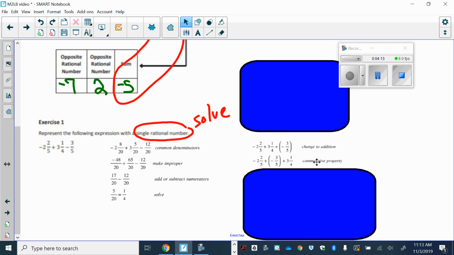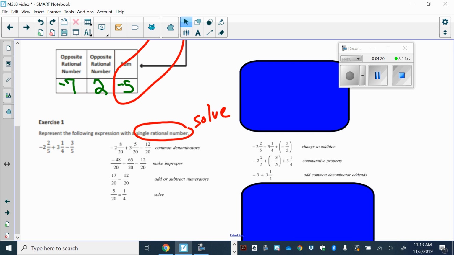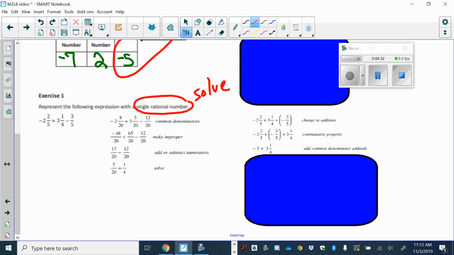Then I used the commutative property. I changed the order so that my -3/5 was right next to my mixed number that had the same common denominator. Haven't done any calculations, just moved things around. Why did I do that? Because now I can take these two and add them together. Okay, so I added my common denominator add-ins.